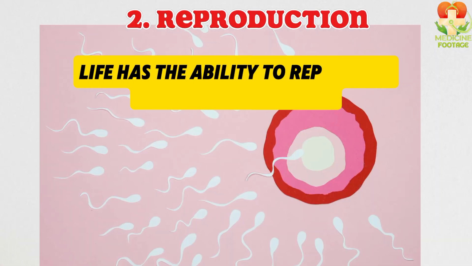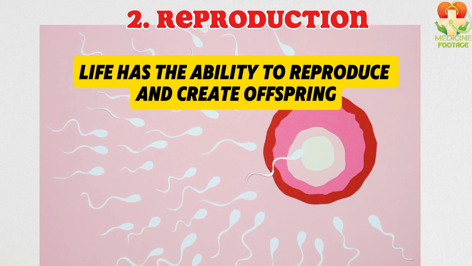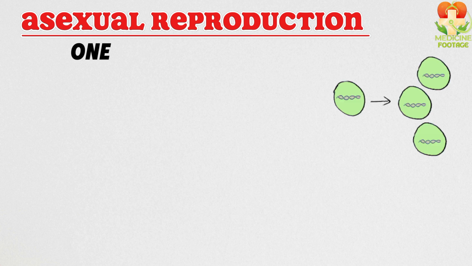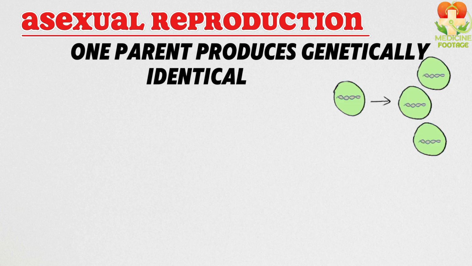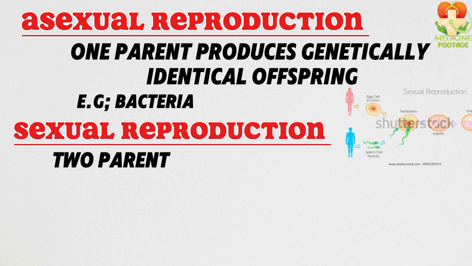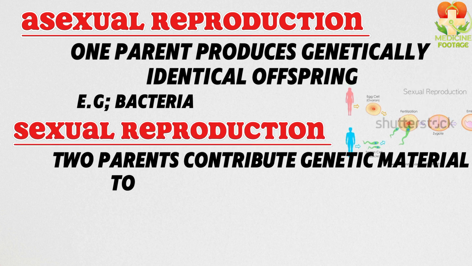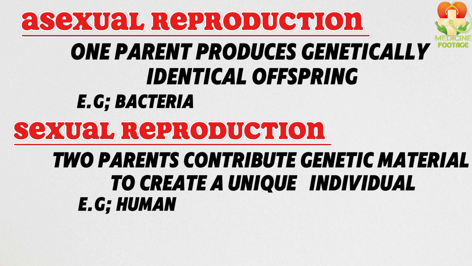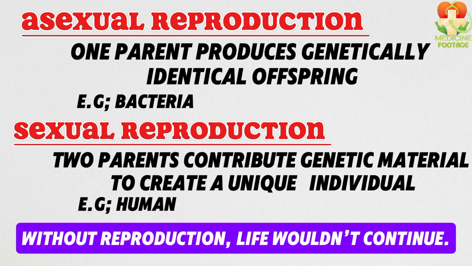2. Reproduction. Life has the ability to reproduce and create offspring, ensuring the survival of the species. Asexual reproduction. One parent produces genetically identical offspring, like bacteria dividing in half. Sexual reproduction. Two parents contribute genetic material to create a unique individual, as seen in humans. Without reproduction, life wouldn't continue.